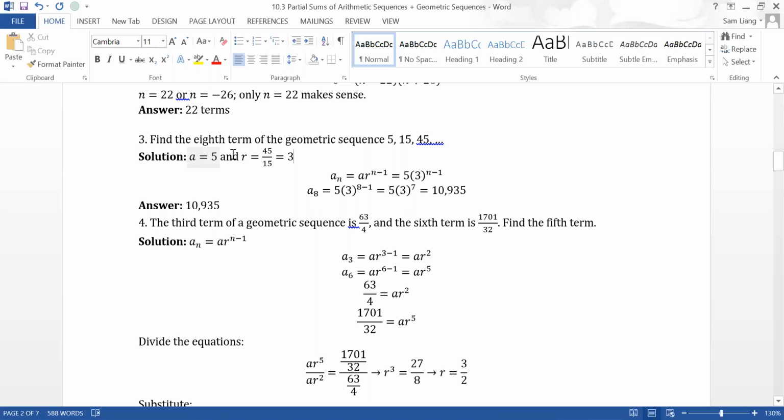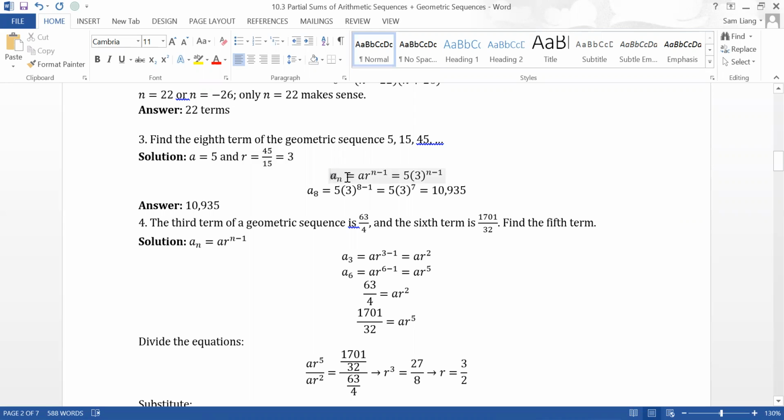So yeah, the first term, as we can see, is 5 in this sequence. This is a geometric sequence, so instead of a common difference, we're multiplying. Instead of adding, we're multiplying by some number to get to the successive terms. So in this case, all you have to do is take two successive terms and divide them to find the common ratio. Take the latter term, divide that by the previous term, right? So in this case, I did 45 divided by 15, which is 3. You could do the same thing with 15 and 5, so 15 divided by 5 is also 3. Either way, r is 3.